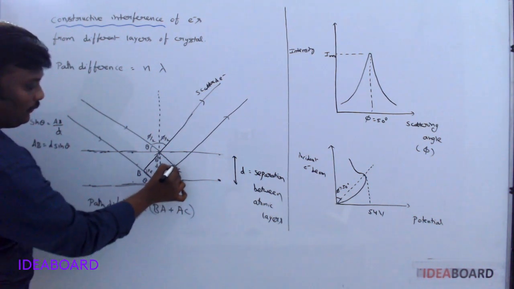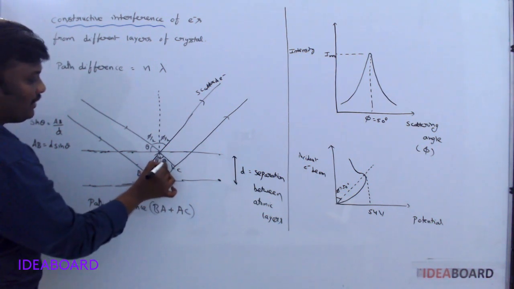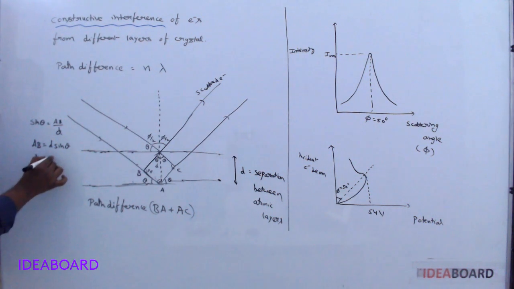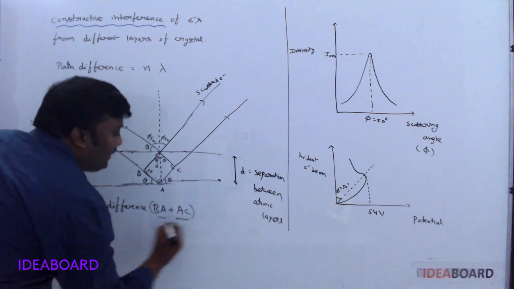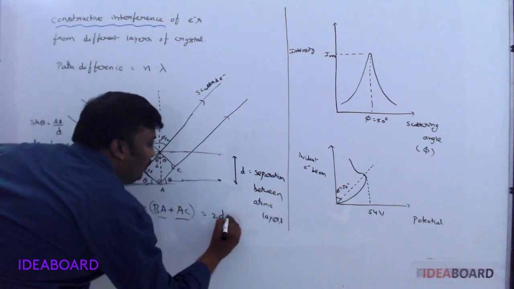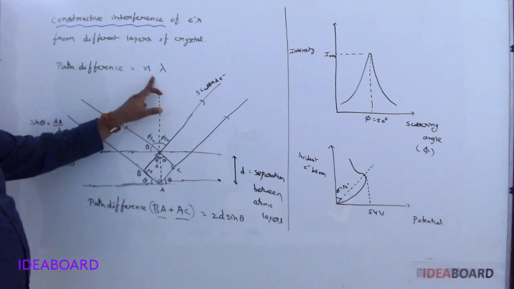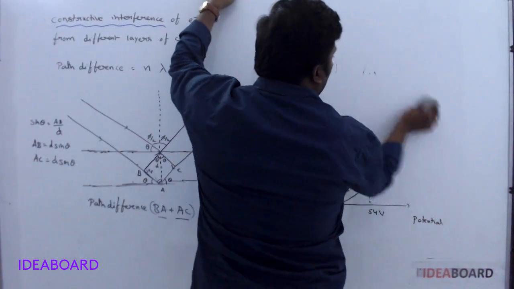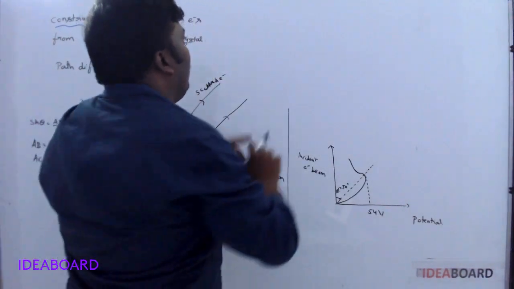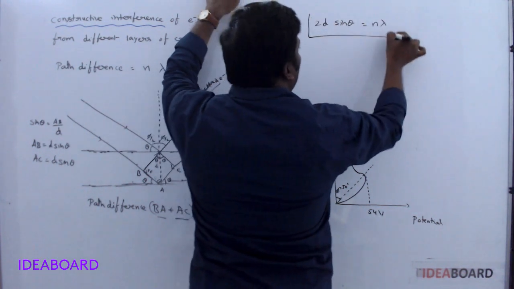And similarly, if you want AC, again this is theta, this is 90, this is also angle theta. So the value of AC also we got d sine theta. So AB you got d sine theta, AC also we got d sine theta. So d sine theta plus d sine theta is equal to 2d sine theta. So this path difference is equal to n lambda. This path difference is equal to n lambda means 2d sine theta is equal to n lambda.